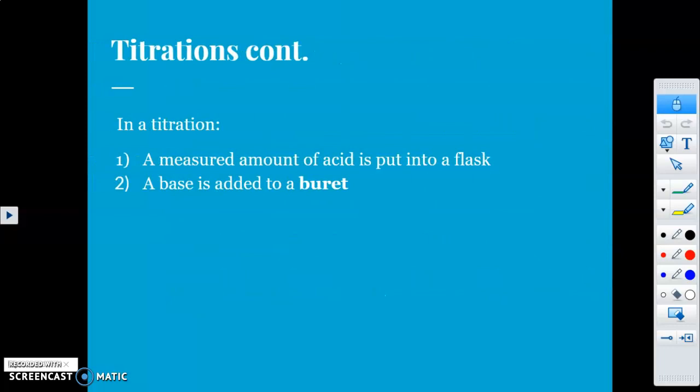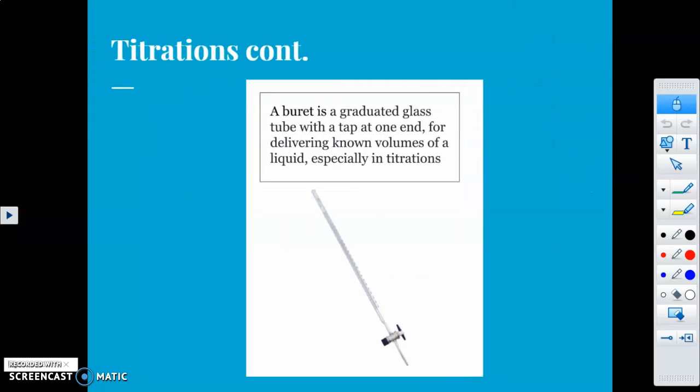So let's go through the process. In a titration, you're going to start with a measured amount of acid in a flask. So typically, you start with the acid in the flask, and you know exactly how much you start with. And then you put a base in something called a burette. A burette is a graduated glass tube with a tap at one end for delivering known volumes of a liquid, especially in titrations. Thank you, Google. That's the Google definition. It looks like that picture.